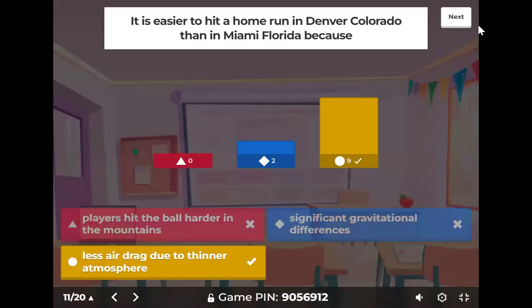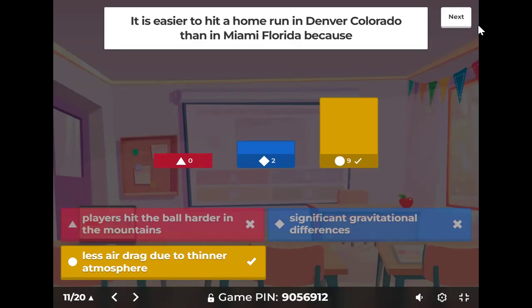Yeah, you guys got it. Thin atmosphere, less air drag, which of course in this class we normally just ignore anyway. Right? But if you did consider it, that is true. The air drag's going to slow down the ball a little bit, maybe enough to prevent a home run, possibly.